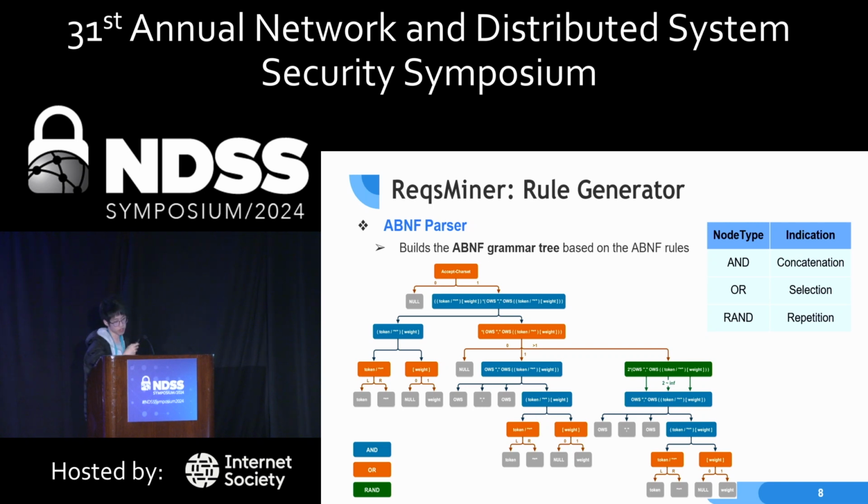You can see there are 3 types of nodes in the grammar tree: AND, OR, and RAND. These represent concatenation, selection, and repetition. Also, you can see the gray leaf nodes, which represent letters, numbers, and symbols. So now we have an ABNF grammar tree.